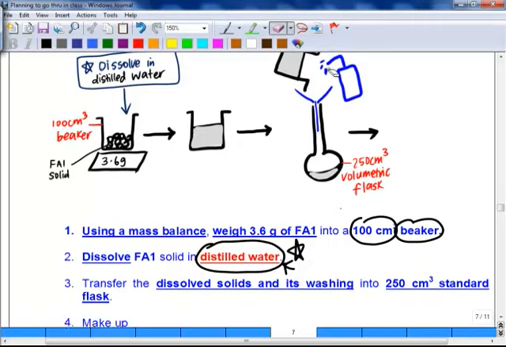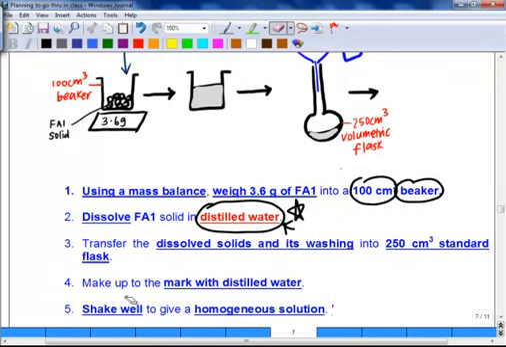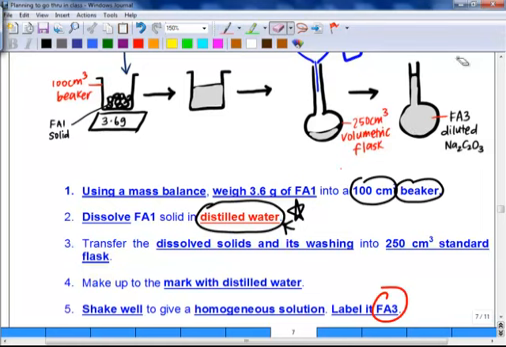Top up to the mark with distilled water. And then finally, shake well to give a homogeneous solution. Over here, you can label Fa3, because the question already got Fa1 and 2. Just label Fa3 to distinguish it from the others. So again, just 5 simple steps for preparing standard solution.